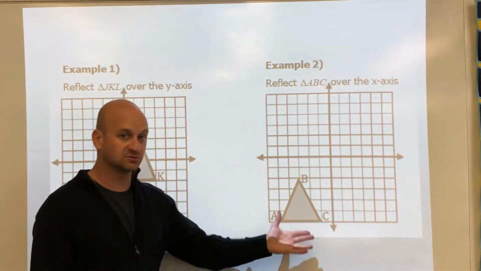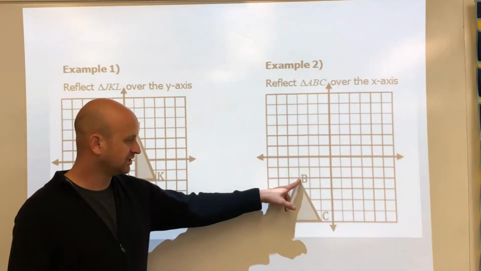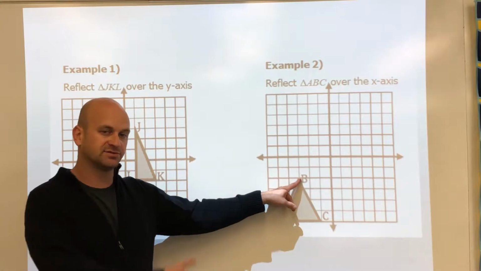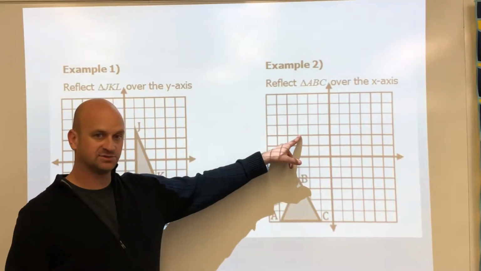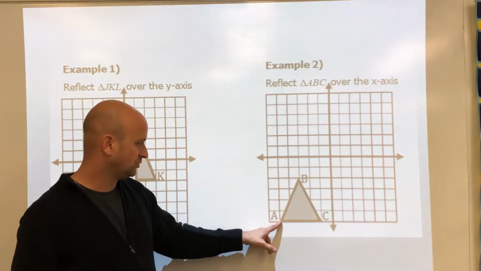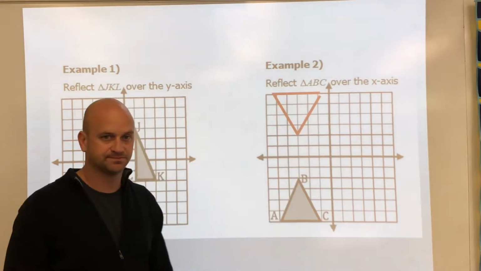Now, if you wanted to reflect over the x-axis, that's going to be the axis that is horizontal. So again, we count the distance from the point to the reflection axis. So we count 2 units, and it's going to end up 2 units above that axis. We count 5, it ends up 5, and we count 5, it ends up 5.